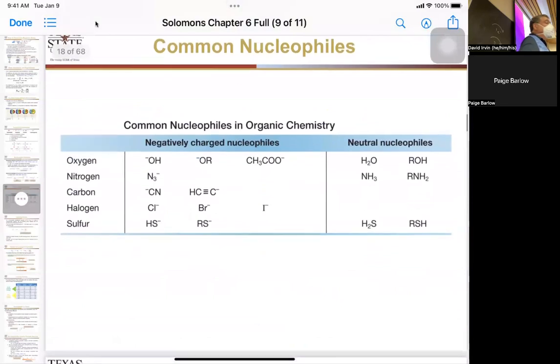The other thing here is to think about all the functional groups we can make. If we attack with this, we're going to make an alcohol. If we attack with this, we're going to make an ether. If we attack with this, we're going to make an ester. If we attack with this, we're going to make an alcohol that's protonated. If we attack with this, we're going to extend our carbon chain. If we attack with this, we're going to make a chloride, an alkyl chloride. So we just made a whole bunch of different functional groups, all with the same reaction.